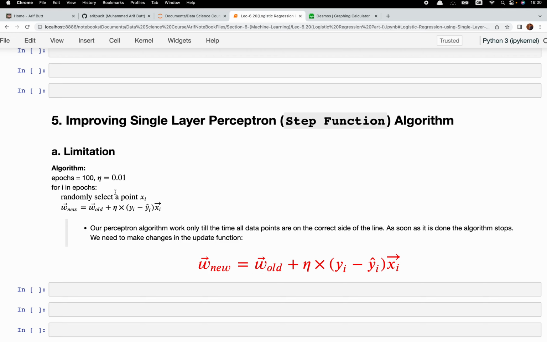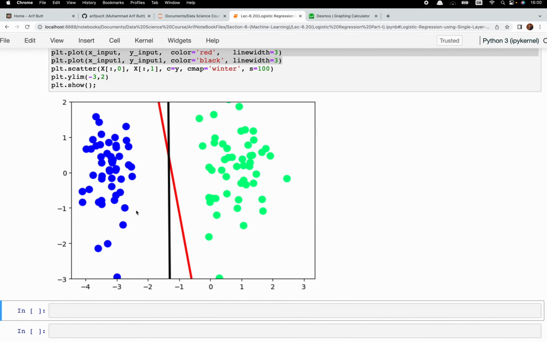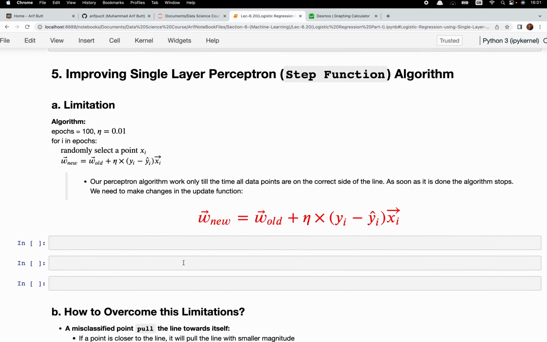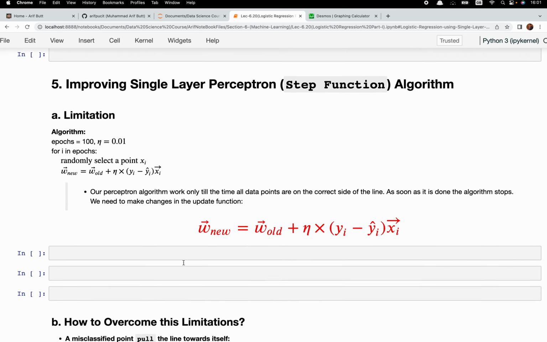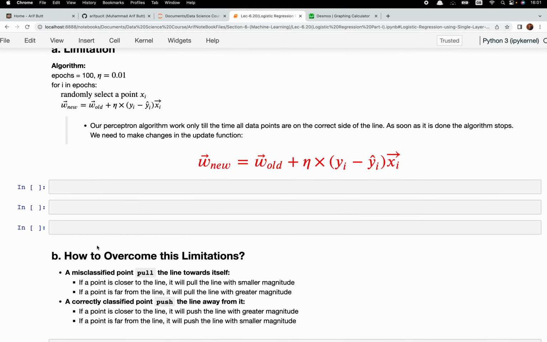Moreover, this algorithm will work only till the time all the data points are on the correct side of the line. As soon as it is done, no matter how many more iterations we do, the weights will not be updated. Let me move up and show you the graph again. You can notice this red line. As soon as the last misclassified point is adjusted, the line stops moving. So now the question is how to overcome this limitation.